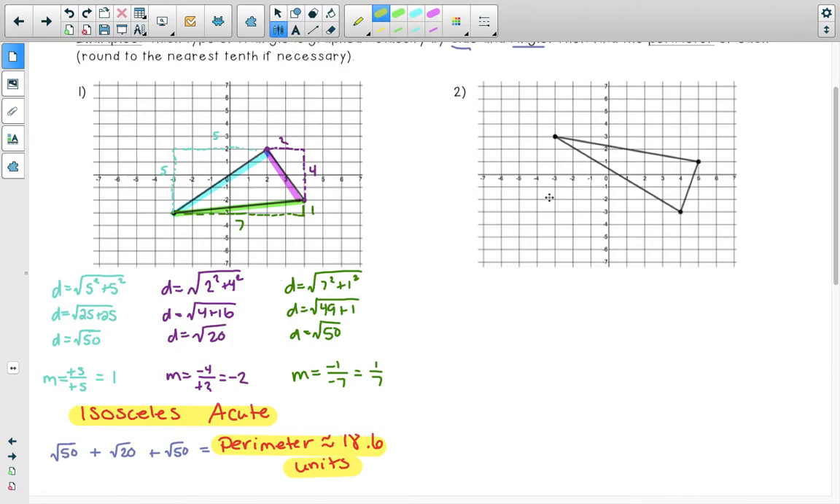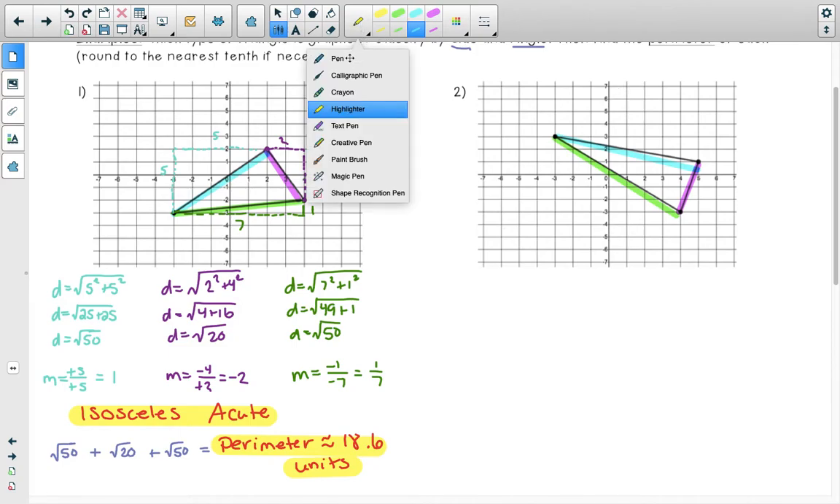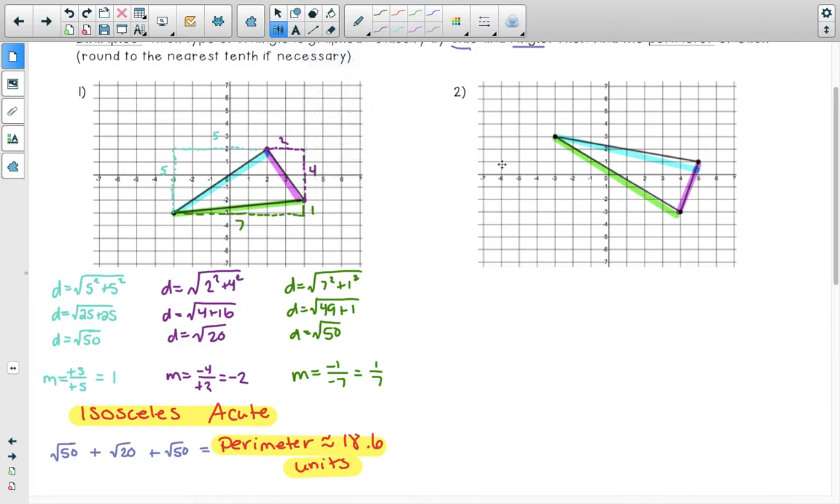We're going to do the same thing on question 2. We are going to get our different lengths here. I have a green length here, a kind of pinkish purple length here, and a blue length here. It's whatever colors you want to use, or you can name them however you want. I'm going to do the same thing, finding the distance and finding the slope, because those are the two things we always want to use.